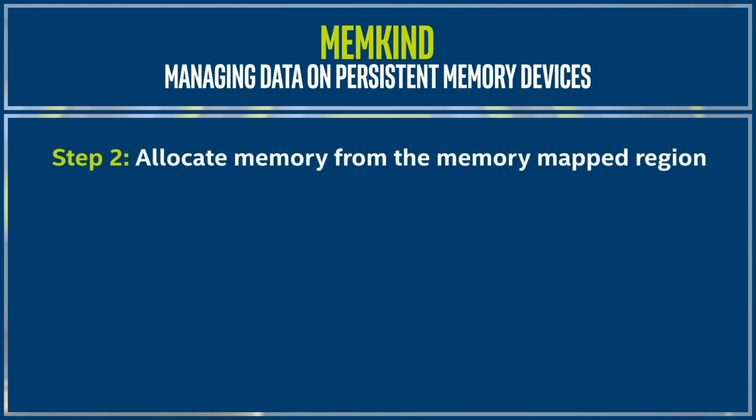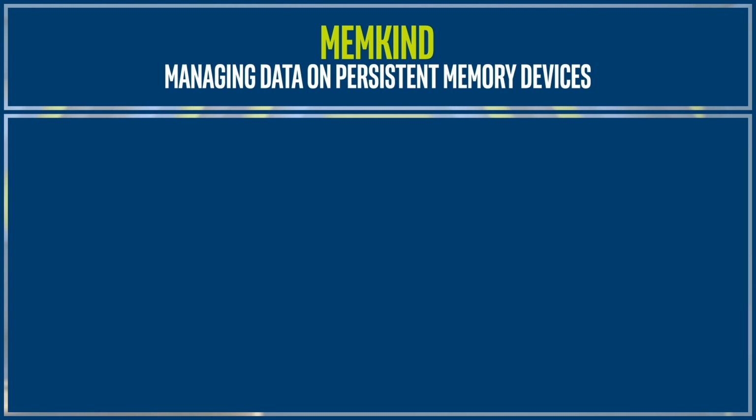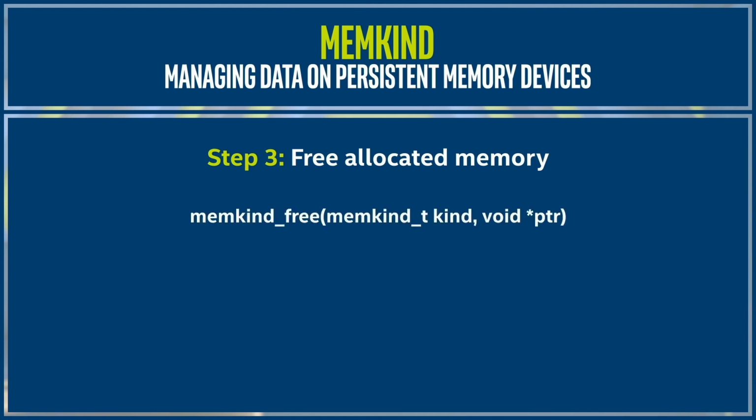Step 2. Allocate memory from the memory mapped region. memkind_malloc creates size bytes of uninitialized memory of the specified kind. In our case, the kind will be pMemkind. Step 3. Free allocated memory. Once you've used the memory you've allocated, you must remember to free it. memkind_free releases the allocated memory referenced to by pointer to make that space available again for future allocations.